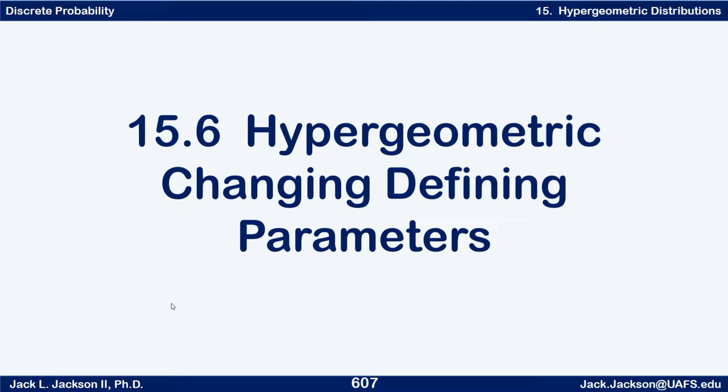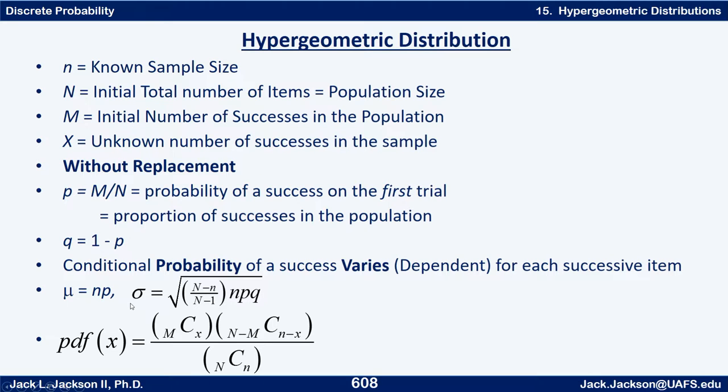In this video we're going to consider some more about hypergeometric distributions and see what happens if we change some of the defining parameters, how that affects the distribution. So remember that the hypergeometric distribution depends on knowing these three parameters: little n, which represents the known sample size; capital N, which represents the initial total number of items in the whole population, in other words, the population size; capital M, the initial number of successes in the population; and X, which is our random variable, the number of successes in the sample. So the first three are defining parameters, then the X is our random variable.